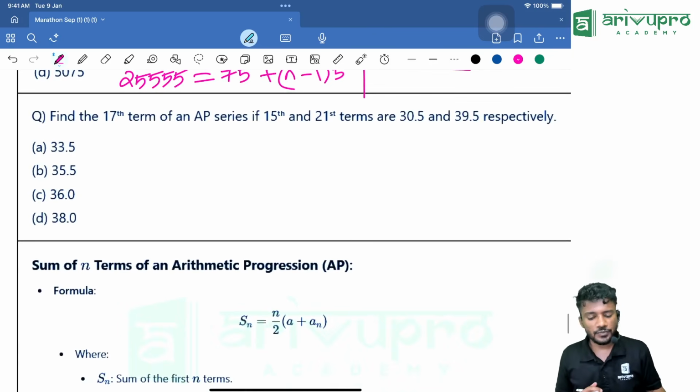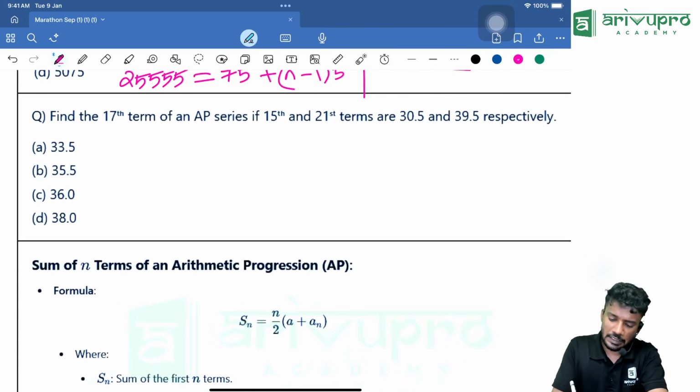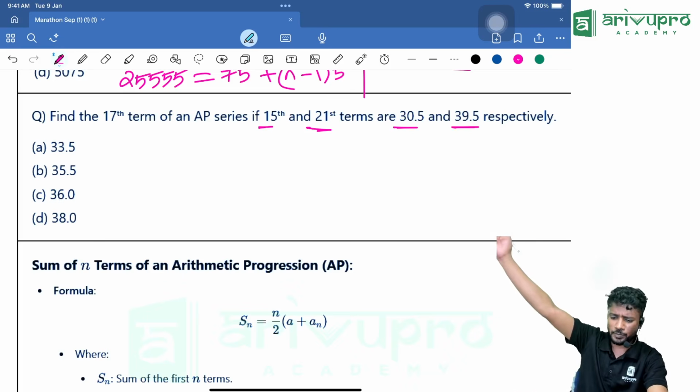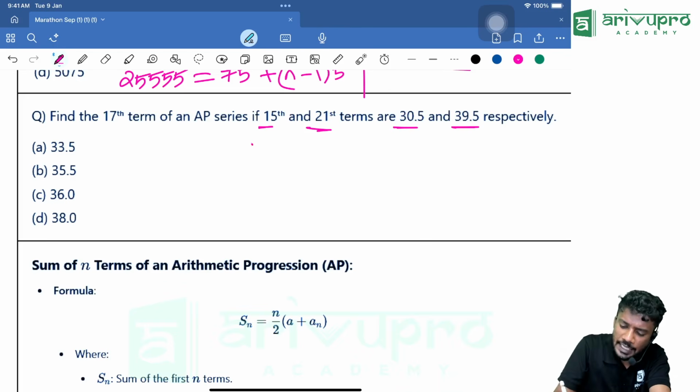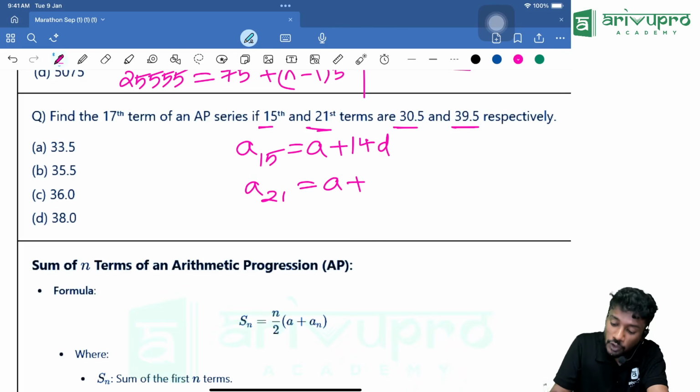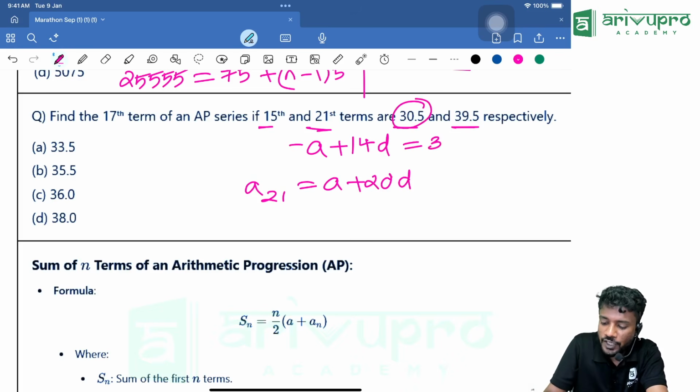Now the next question. The 17th term of an AP: if the 15th and 21st terms are 30.5 and 39.5 respectively, which method will you use? Same method as two questions back. A15 is how much? A plus 14D. A21 is how much? A plus 20D. Am I correct? Yes. So according to the question, A plus 14D is how much? 30.5. A plus 20D is how much? 39.5.